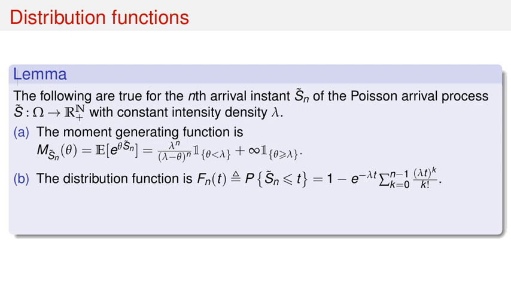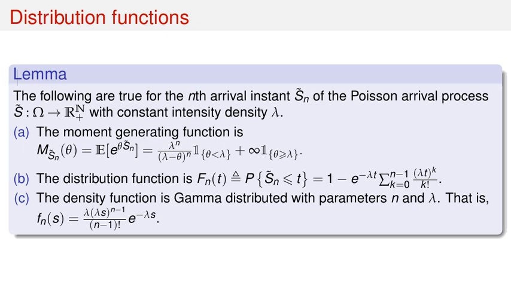B, the distribution function F_n of t, which is the probability that S_n tilde is less than or equal to t, is 1 minus e to the power minus lambda t times the sum from k equals 0 to n minus 1 of (lambda t) to the k over k factorial. This is the CDF of an Erlang or gamma distribution.